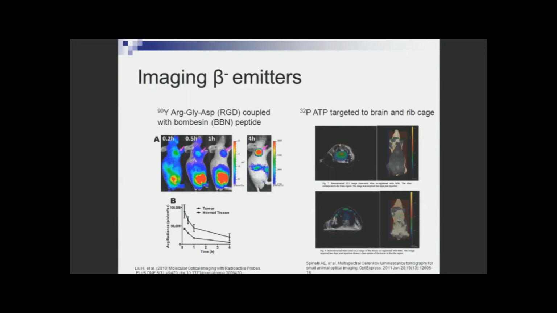In the first one, we look at imaging electron emitters, and I've selected two examples from the literature here. The first is RGD coupled to 90 yttrium and put into a mouse. This is actually the highest intensity Cherenkov emitter, and so you can image this. And this one is the addition of 32P ATP into a mouse, showing that it goes to the bone, and you can measure uptake of ATP in the rib cage, and you can also see it in the brain.